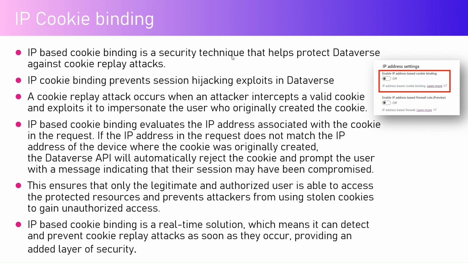Now, IP based cookie binding evaluates the IP address associated with the cookie in the request. If the IP address in the request does not match the IP address of the device from where this system has been accessed, or from where the cookie was originally created, the Dataverse API will automatically reject the cookie. Now, this ensures that only legitimate and authorized users are able to access the system, and it prevents the attacker from using the stolen cookie to gain unauthorized access. IP based cookie binding is like a real time solution, which means it can detect and prevent cookie replay attacks as soon as they occur, providing this added level of security.